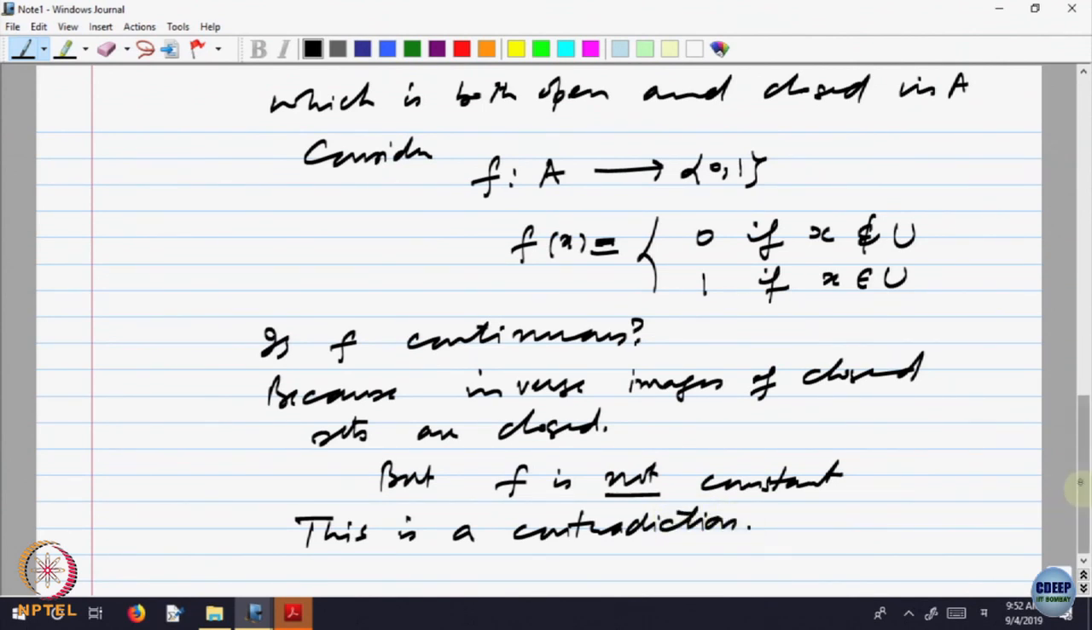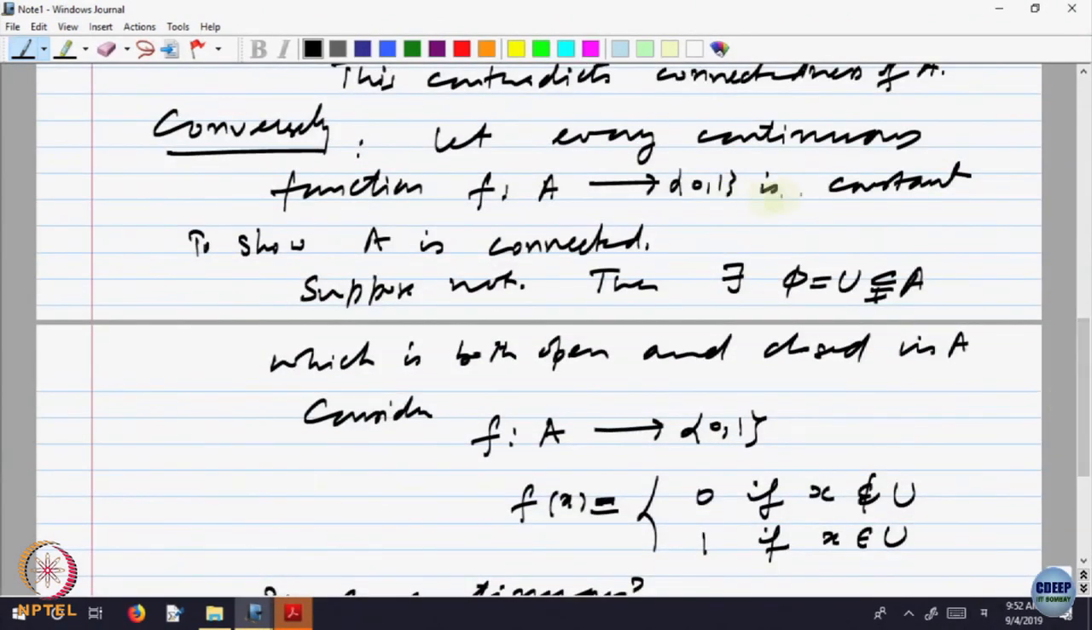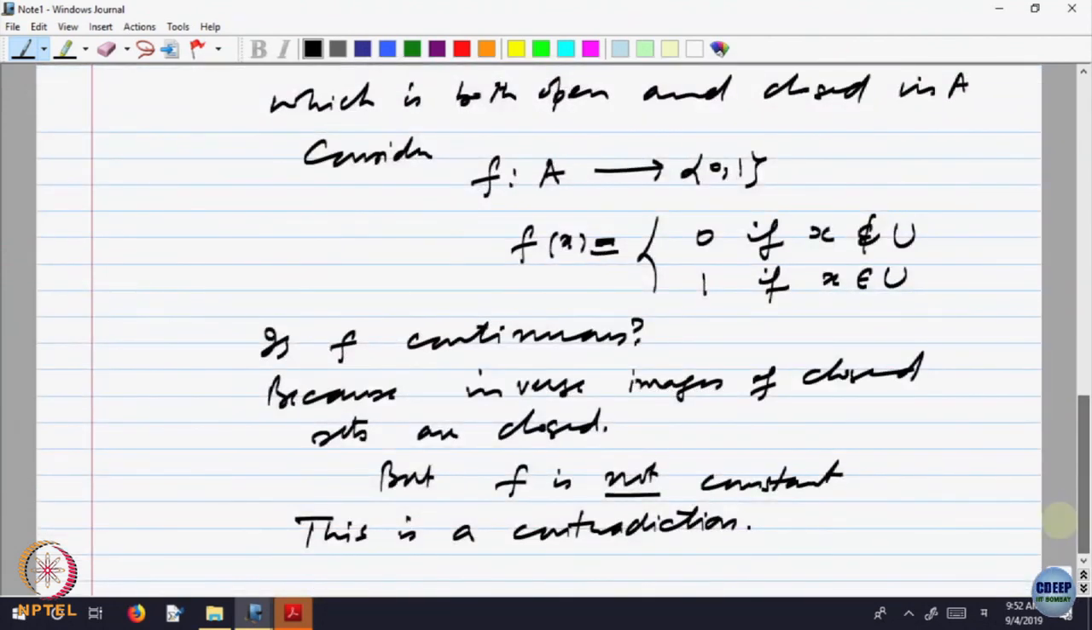Because what was our assumption? Our assumption was that whenever we have a function which is continuous on 0, 1, it should be constant. So, we have produced a function which is not constant, but it is continuous. Okay. So, that is a contradiction. So, that proves the theorem, which we saw has a lot of implications in giving examples of connected sets in Rn.